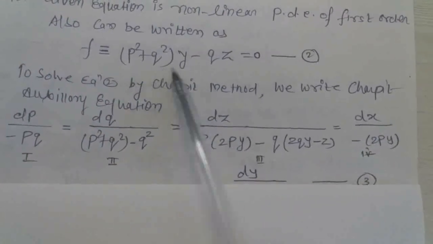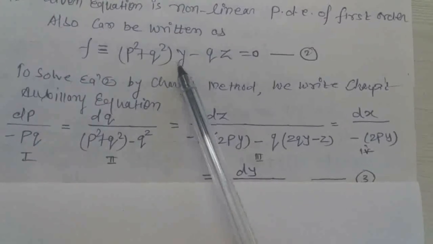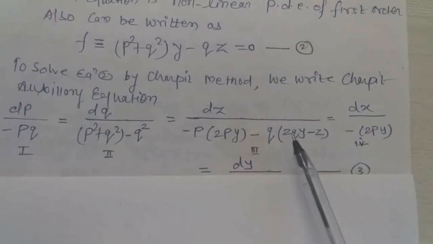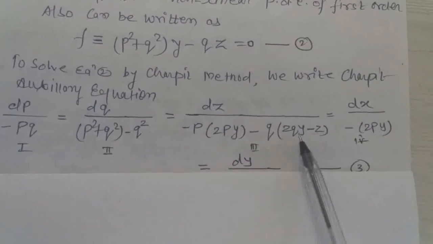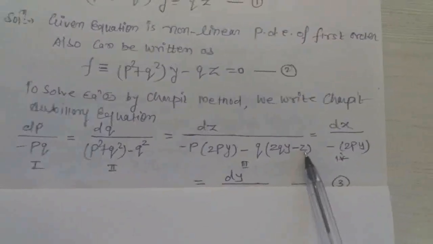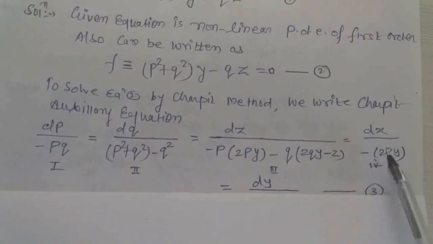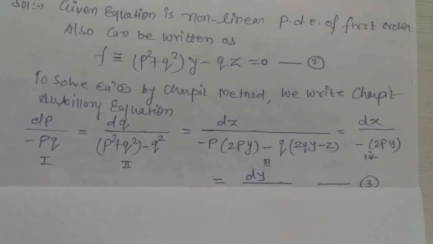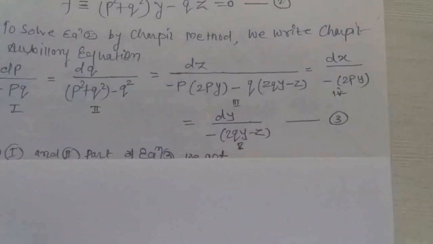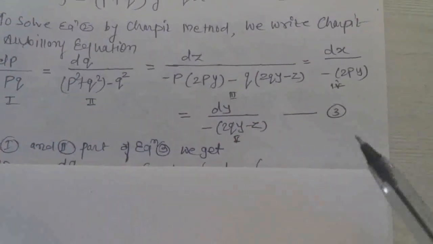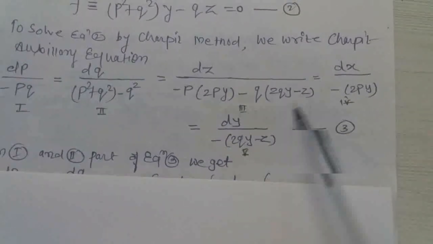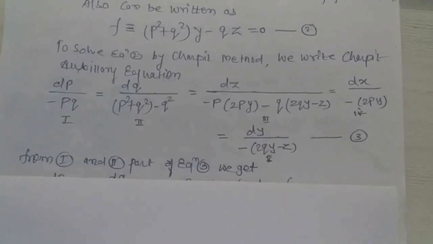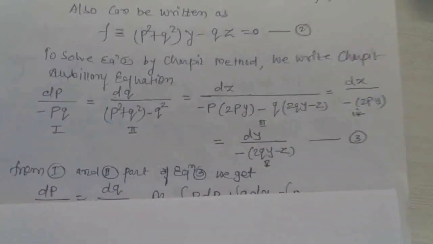So from here we get 2qy, and from here we get minus z. So del f by del q is 2qy minus z, equal to dx upon minus del f by del p, equal to dy upon minus del f by del q. Now this is our Charpit auxiliary equation corresponding to equation 2.